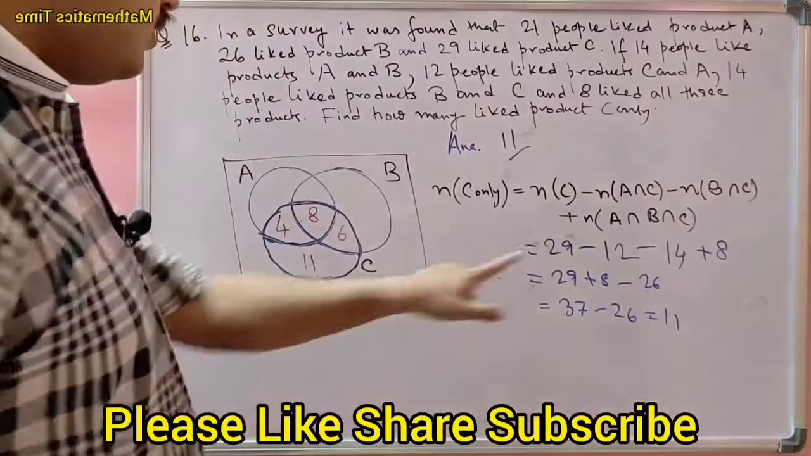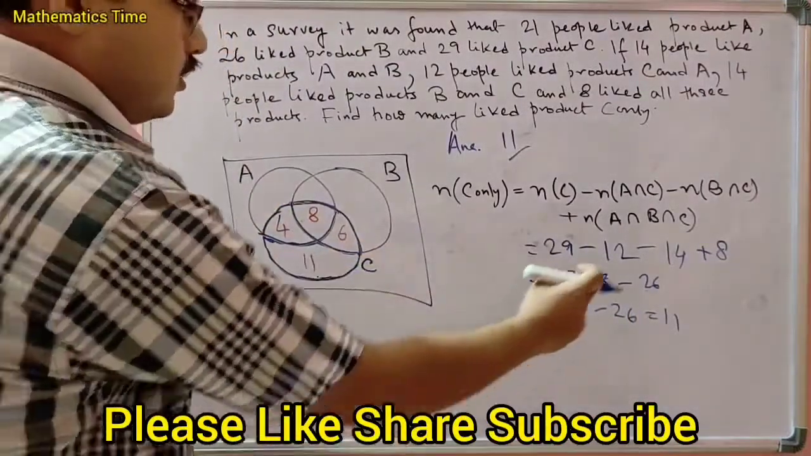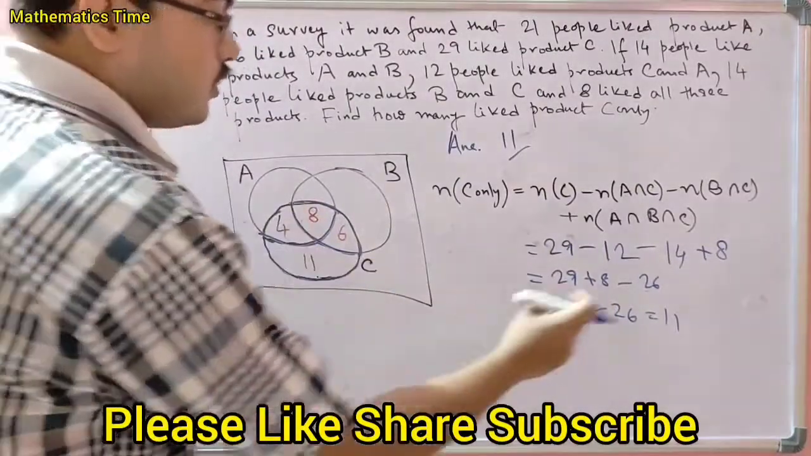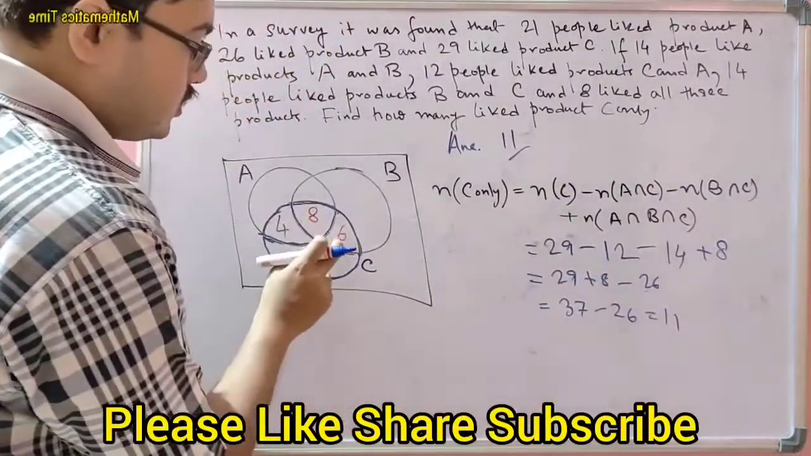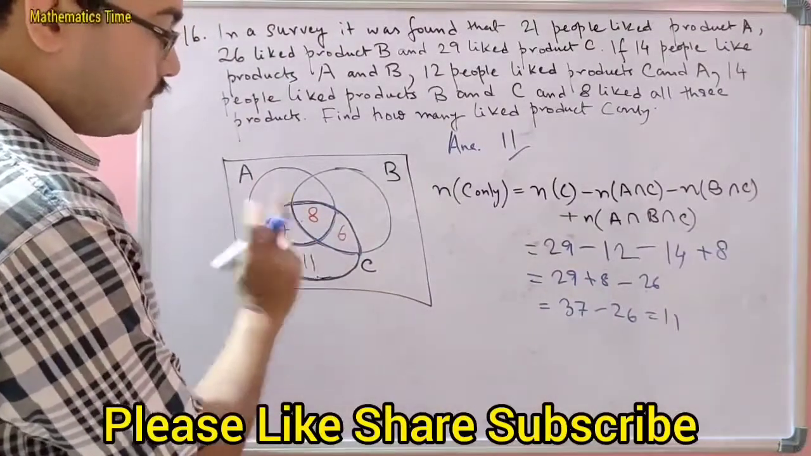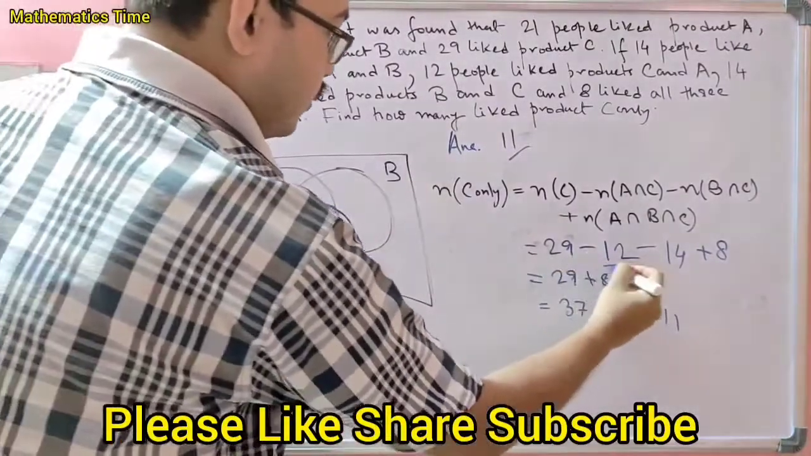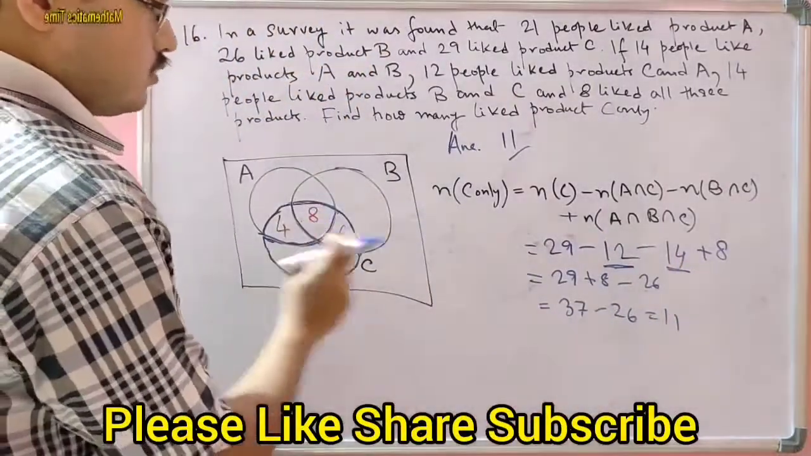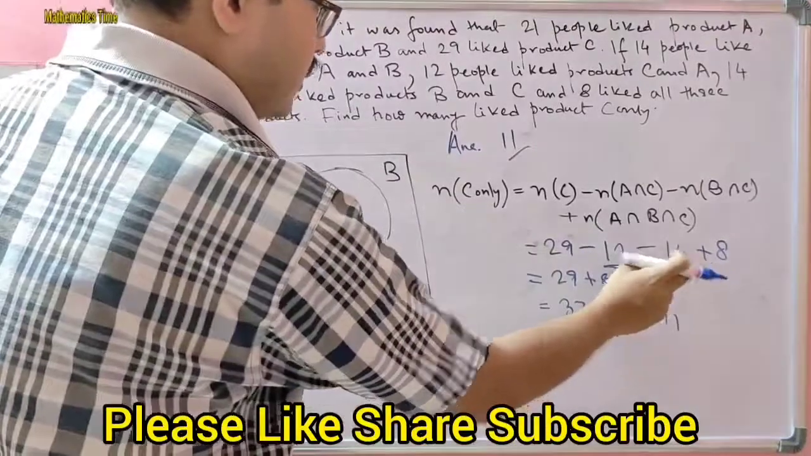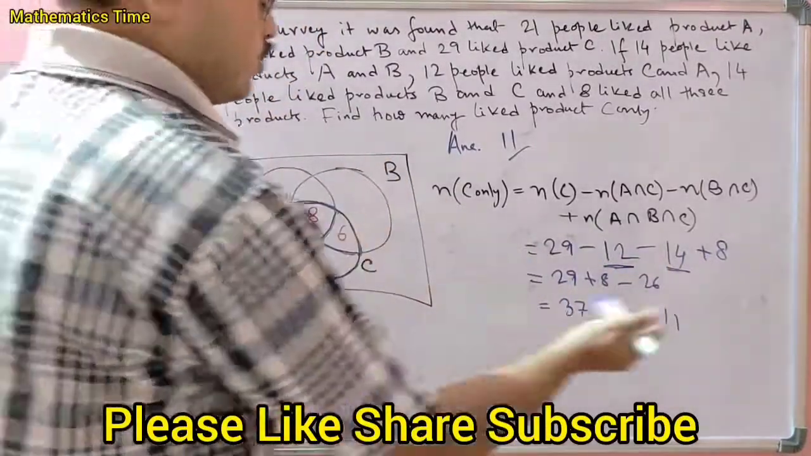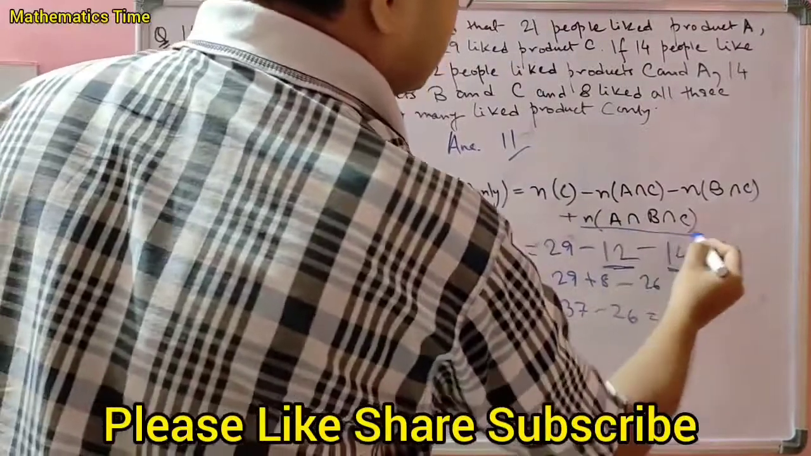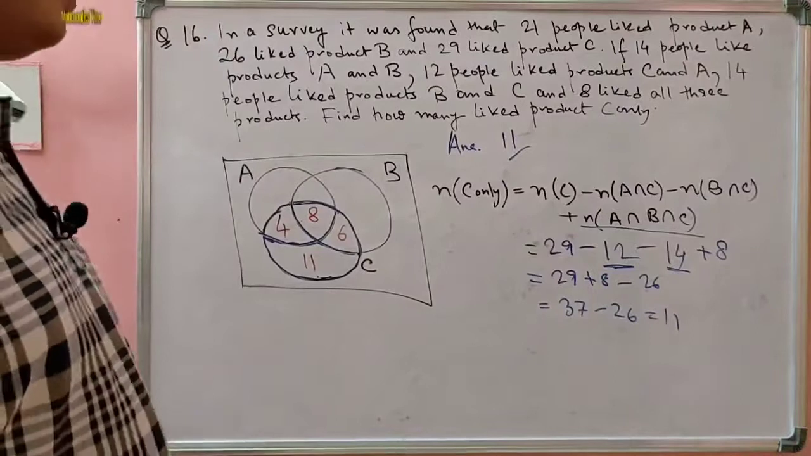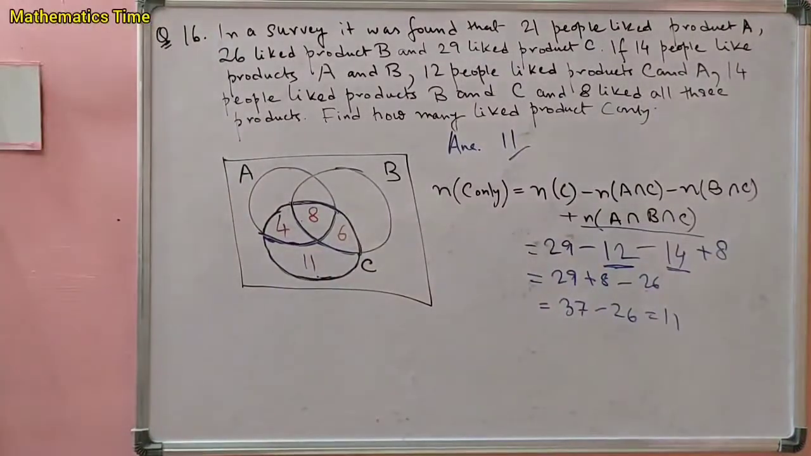If you look at the diagram, n of C is total 29. We are eliminating 12, and 12 means 4 plus 8. We are eliminating 14, that is 8 plus 6, 14. So this 8 is eliminated twice here. One in 12, that is 4 plus 8, another in 8 plus 6, 14. This 8 is included in here and here. We have to eliminate it only once, so we added this one at the end. Okay, in the previous problem, this is why we added this thing. You might understand here. So this is how we can solve this problem.